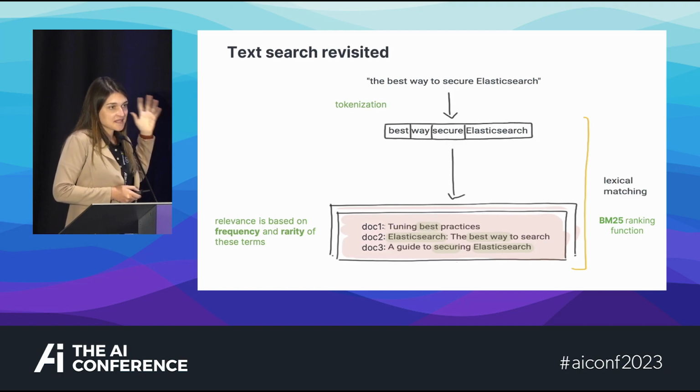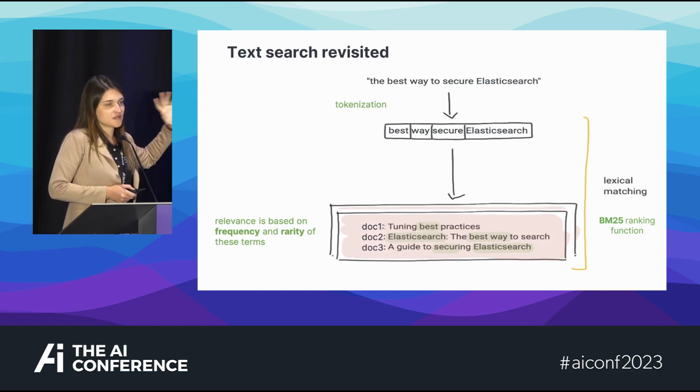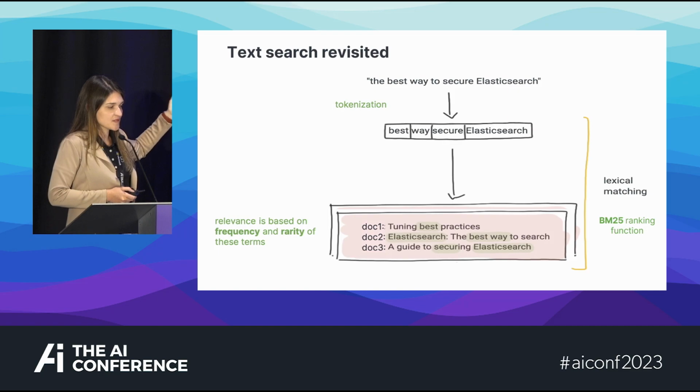Let's revisit text search then, the lexical search. This is how it works. This is a sentence, and as an example here, of course, the best way to secure Elasticsearch. What happens here is a process called tokenization, which is basically to divide your sentence into words.